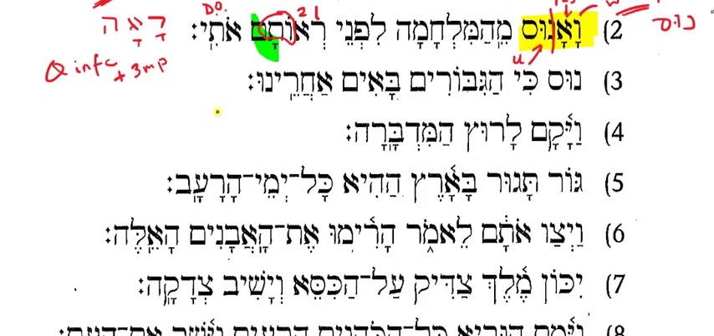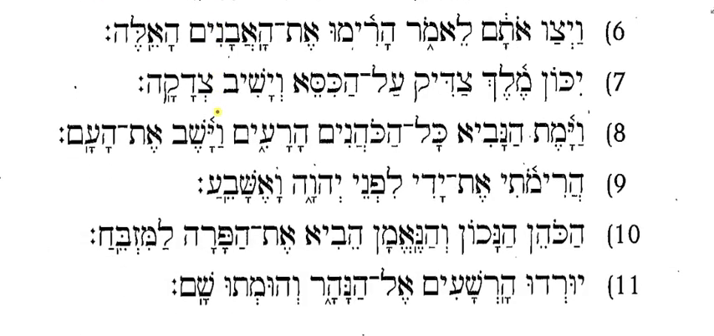Okay, let's look at number 7 here. And again, I'll read the text for us slowly. You follow along here. Yakon melech tzadik al ha-kise v'yashiv tzedakah. Okay, so here I have yakon. If I assume for a moment that this yod is a prefix yod, how many consonants do I have in the verbal core here? Just 2. Kaf and nun.